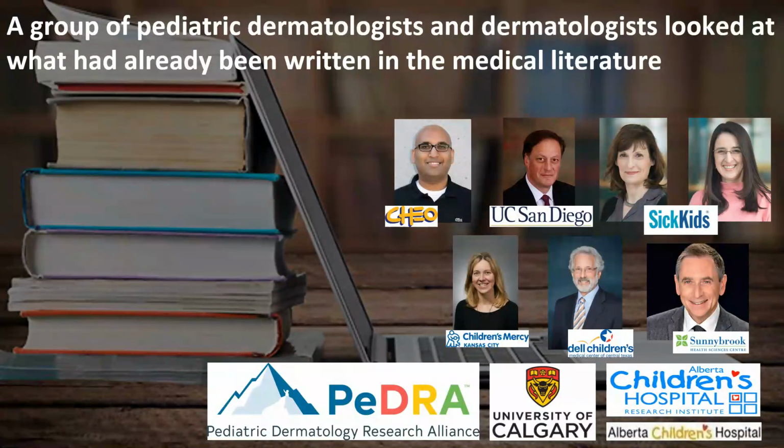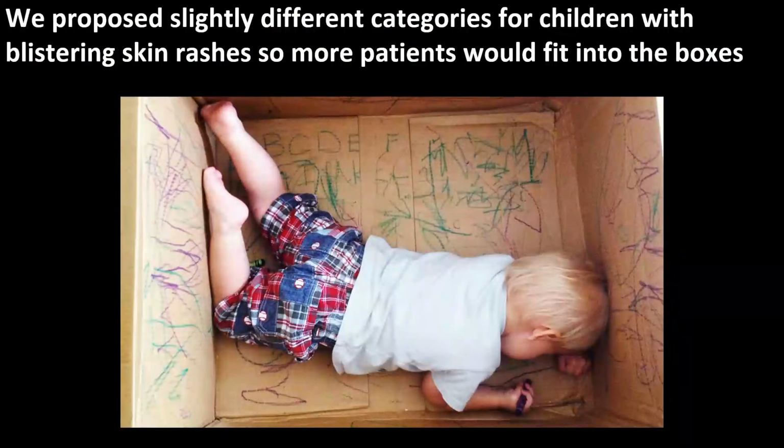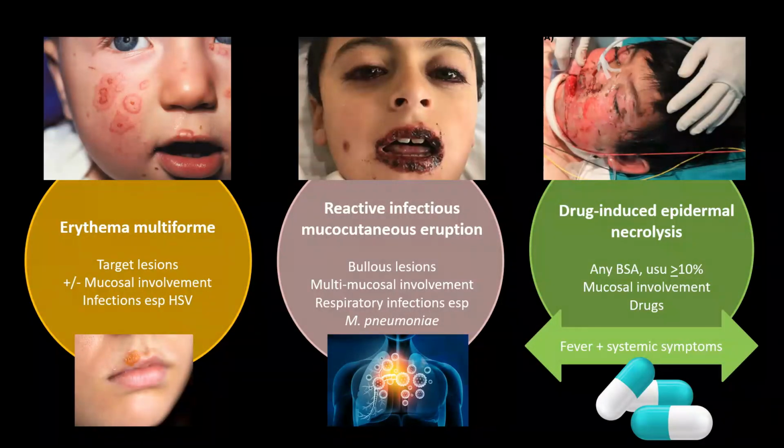To start this project, a group of pediatric dermatologists and dermatologists interested in severe cutaneous adverse reactions looked at what had already been written about these conditions in the medical literature, and we had a lot of support in this process. We used the result of our review and of our experience treating children with these conditions to create categories so that more patients would fit into the boxes without trying so hard. And this is the result. 3 categories that are non-overlapping, making it easier for even less experienced providers to make these diagnoses early and start the right treatment.